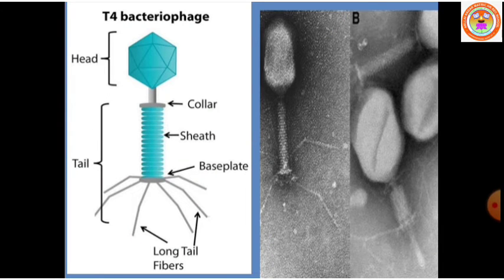There is a long helical tail which consists of an inner tubular core. You can see collar, sheath. It's something like a hollow cylinder, children, tubular in nature. The long helical tail consists of an inner tubular core connected to the head by a small collar. There is a basal plate attached to the end of the tail. Basal plate consists of 6 spikes and tail fibers. Spikes means projections.